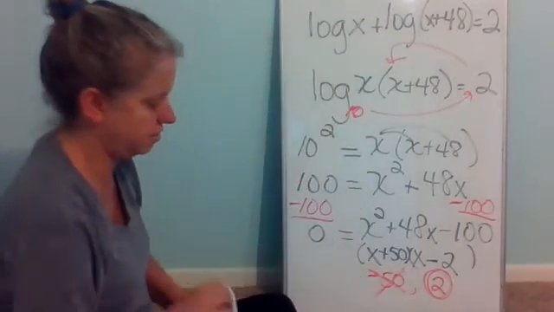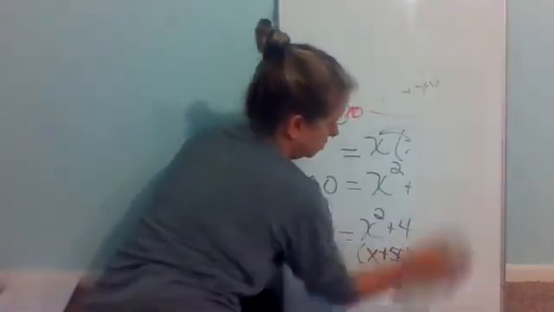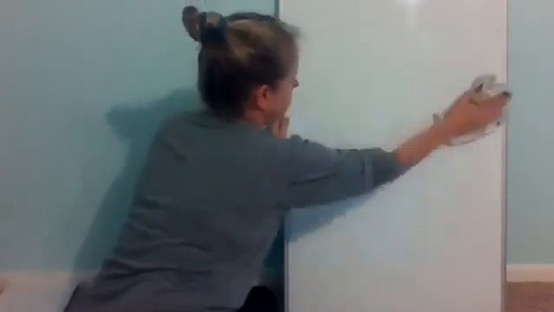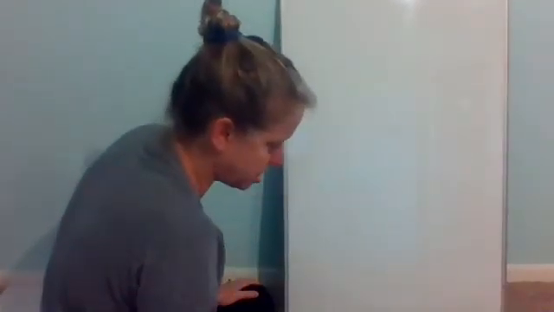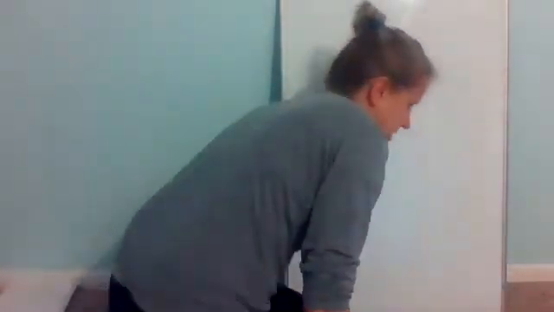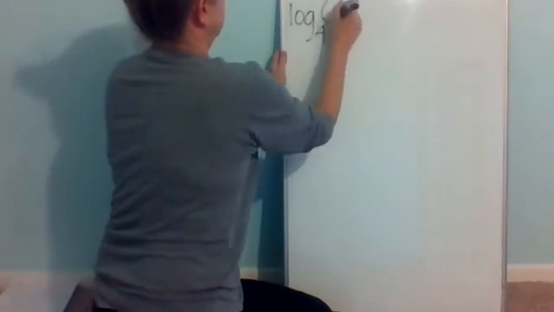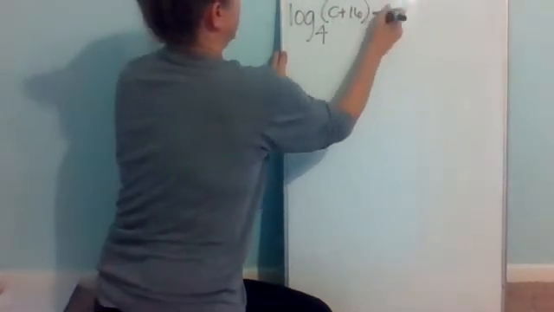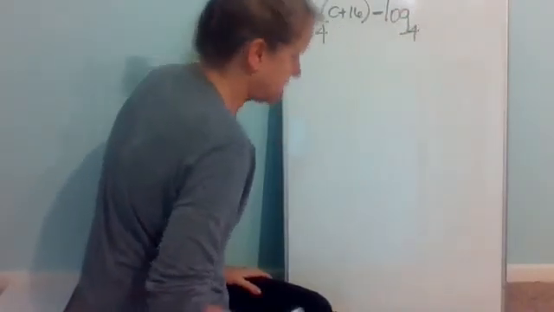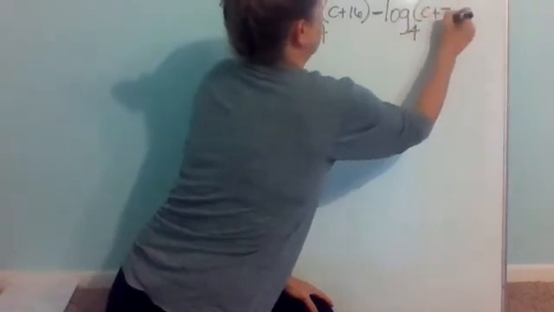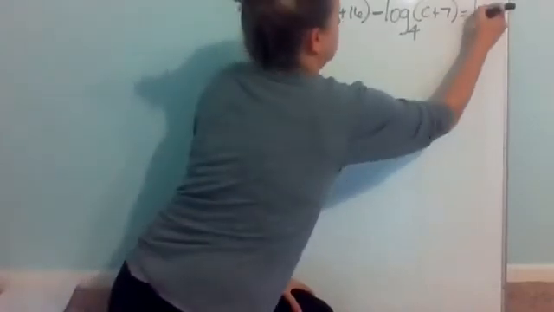All right, 14. Log base 4 of c plus 16 minus log base 4 of c plus 7 equals log base 4 of c.